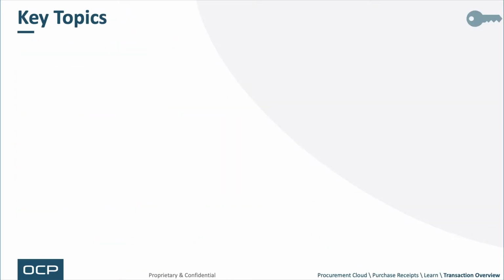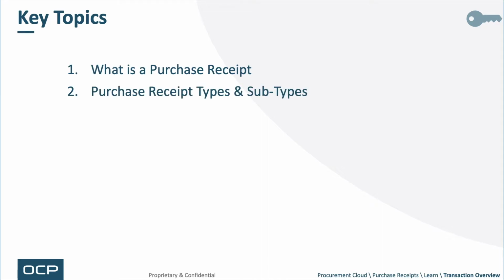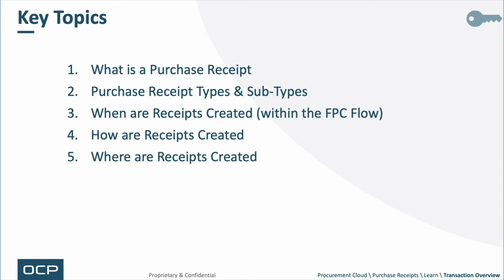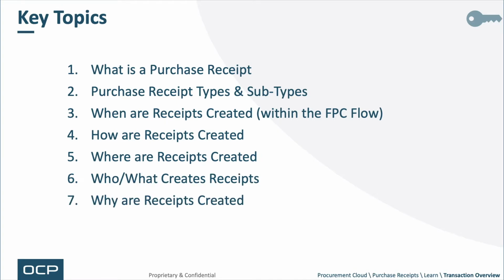Okay, so key topics are as follows. What is a purchase receipt? Purchase receipt types and subtypes. When are receipts created? That's within the FPC, or Fusion Procurement Cloud, flow. How are receipts created? Where are receipts created? Who or what creates receipts? And then lastly, why are receipts created? So let's get started.